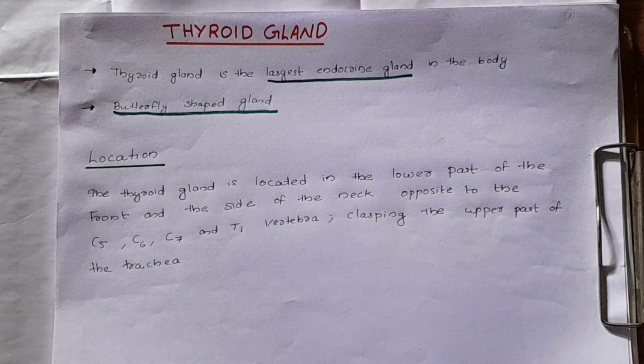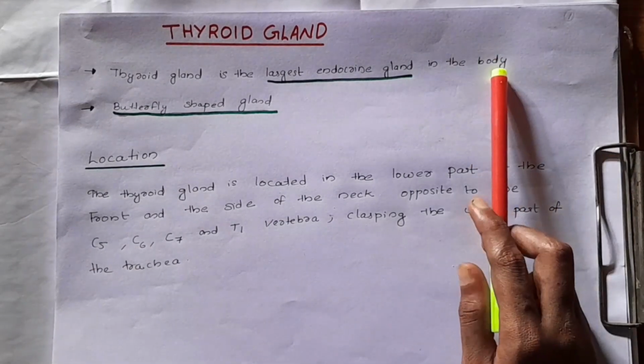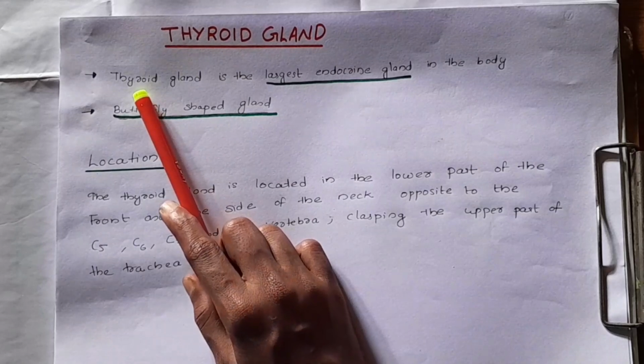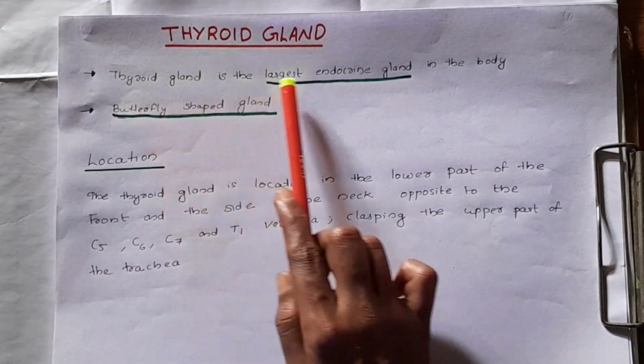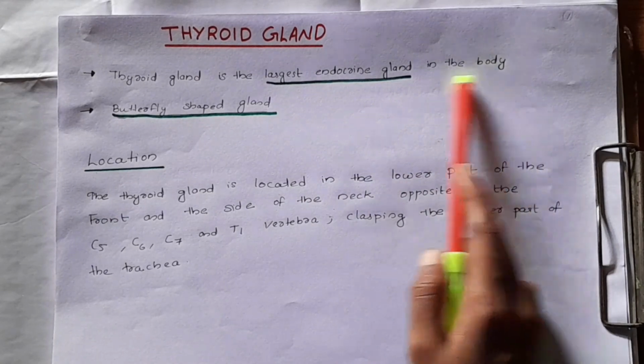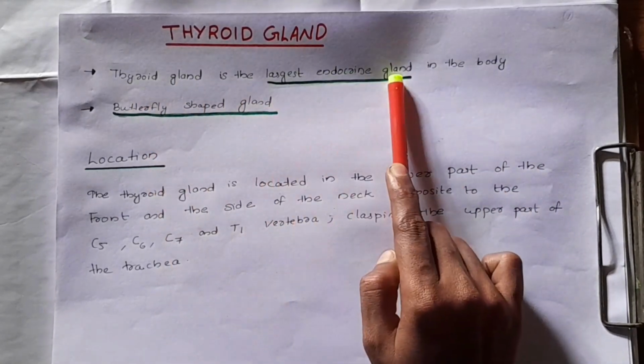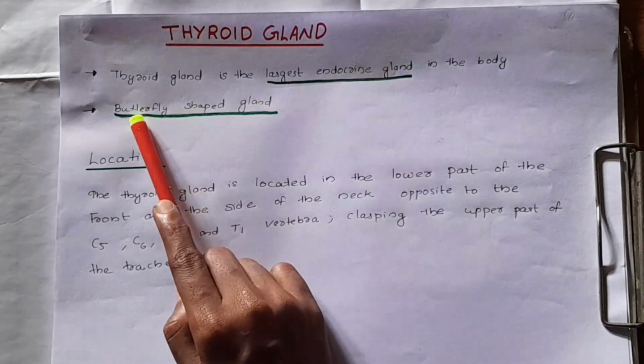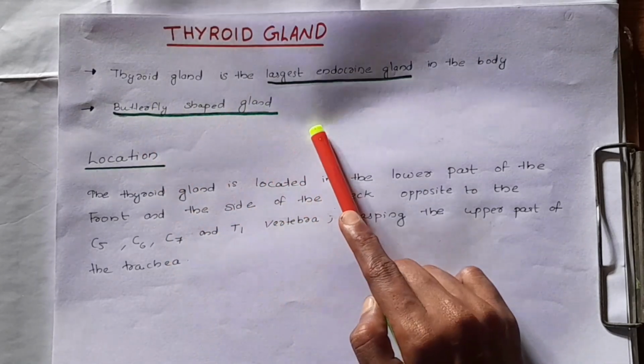First, the introduction. The first point is that the thyroid gland is the largest endocrine gland in the body, and it is a butterfly-shaped gland.